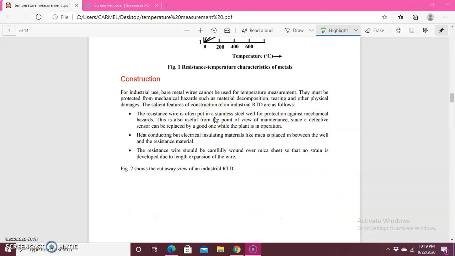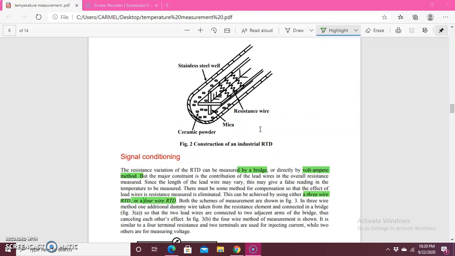So what was the construction? From a construction point of view, when you are using it in industry, we can't use acid light because there will be hazards. So they have to protect against mechanical hazards. Maintenance is very, very important, and it should be kept inside the well, with the resistance material carefully bound over a mica sheet so that no strain develops across that particular wire. So this is the construction part. We have the resistance wire, mica, then ceramic powder and the stainless steel. This is how your RTD is made up.